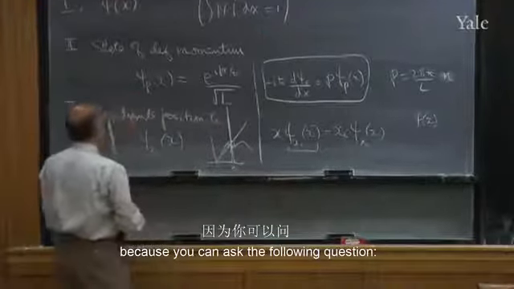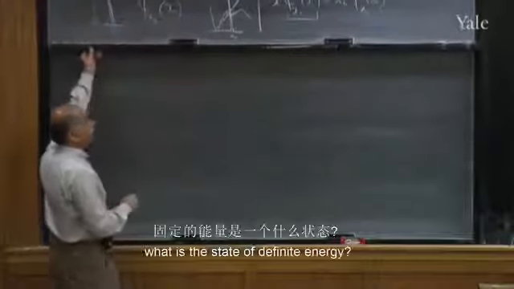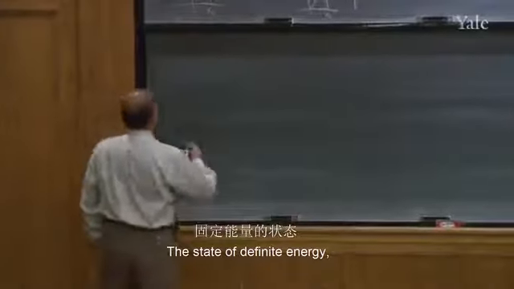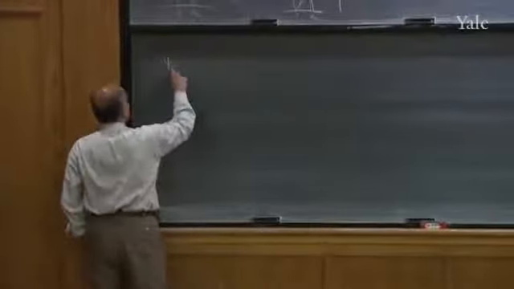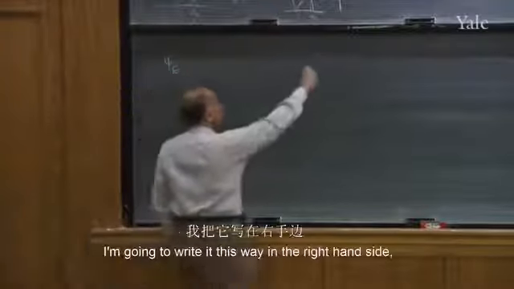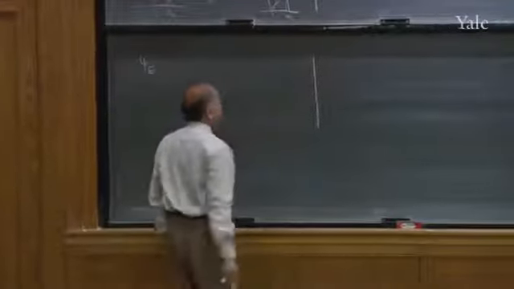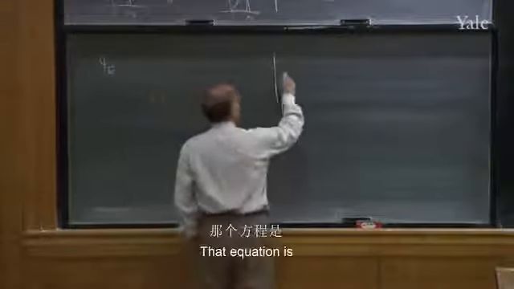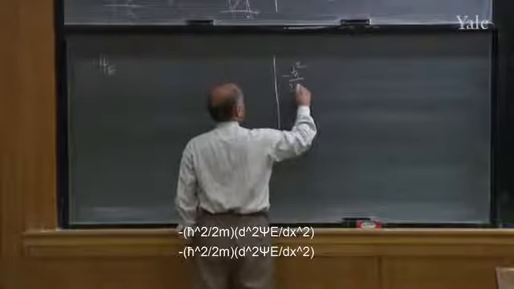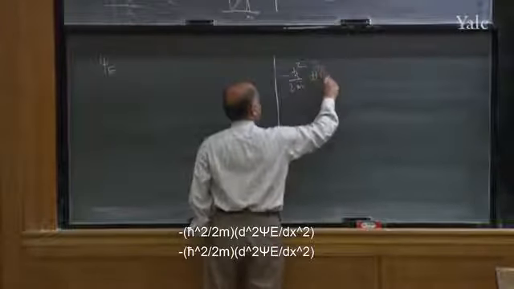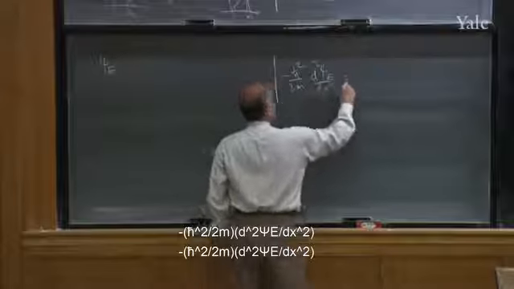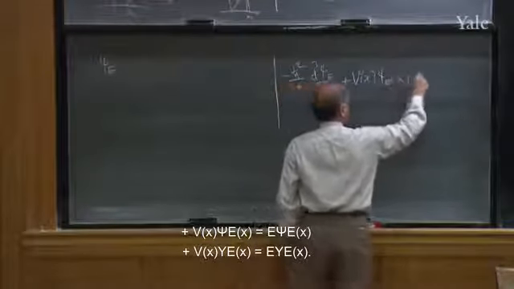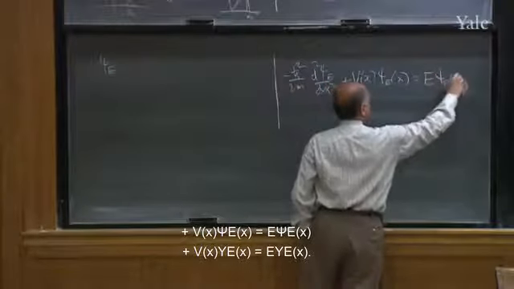Because you can ask the following question. What is the state of definite energy? Well, a state of definite energy, I'm going to write it this way on the right-hand side, is also a solution to some equation. That equation is minus h bar squared over 2m d2 psi e over dx squared plus v of x psi e of x is equal to e times psi e of x.